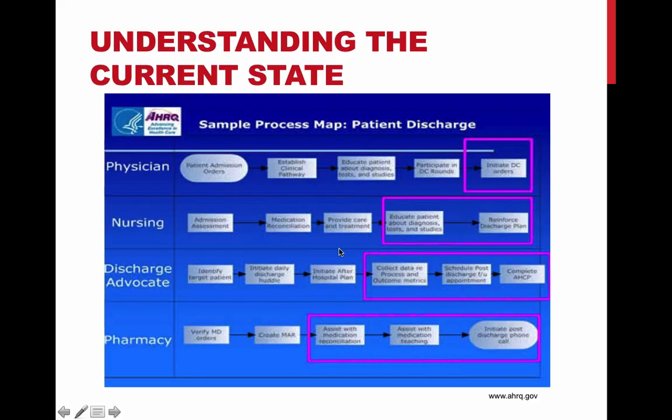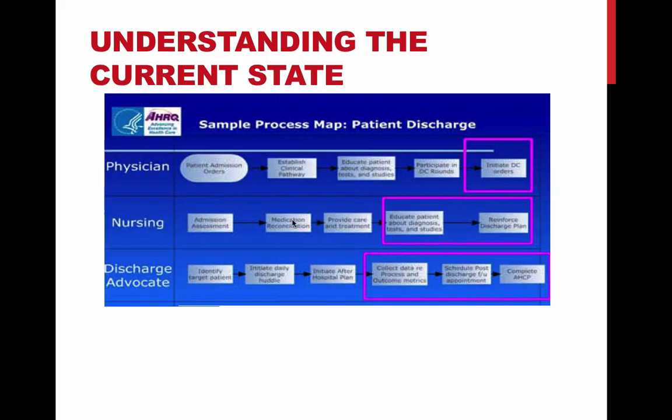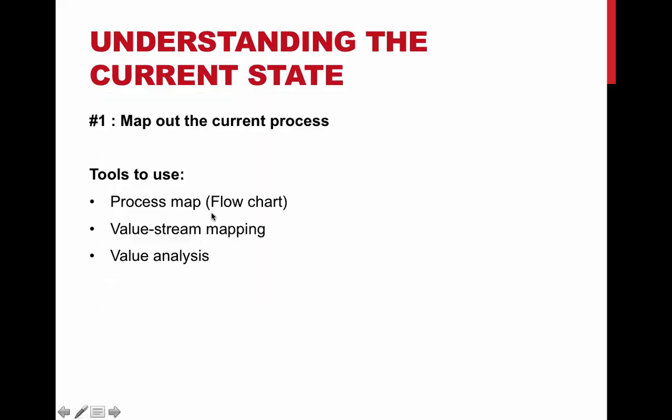Okay, now this is a sample process map, from the AHRQ website, and this is for the patient discharge process. So as you can see, it starts here, patient admission orders, then everything that needs to happen in care. There are things that the nurse has to do, discharge advocate has to do, pharmacy has to do, from patient admission to discharge. Now I could look at a piece of this process from the time the discharge decision is made to the time the patient gets discharged.